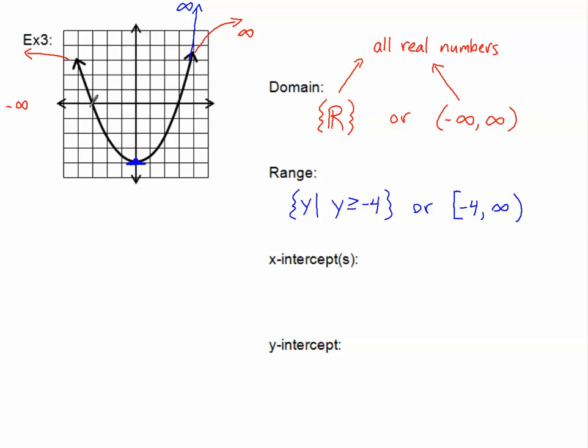Let's do x-intercepts. I see two of them. I see one here at -3 and I see one here at +3. Since those are exact opposites, I might employ my plus or minus symbol, plus or minus 3, comma 0. It's just a fun symbol to show that it's a positive and -3. You could write them as two separate ordered pairs, that's fine. And then the y-intercept is right down here at 0, -4.